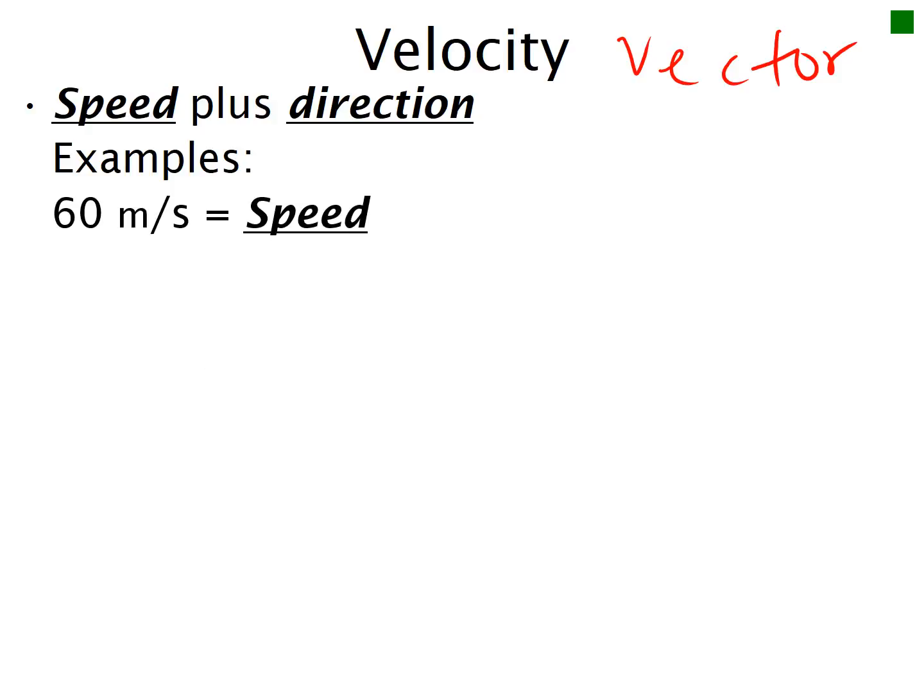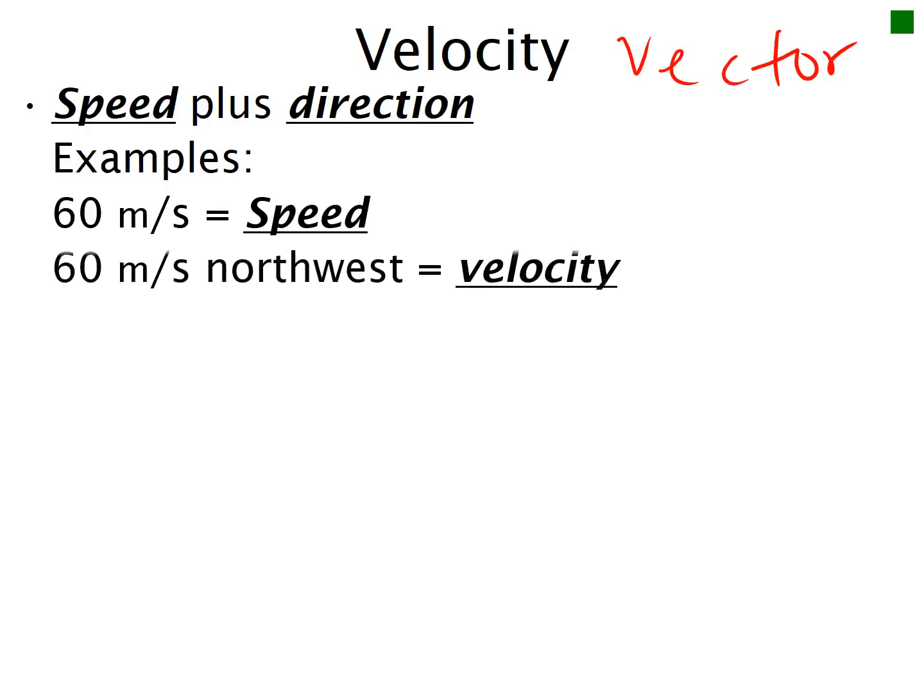So, for example, if you tell somebody you're going 60 meters per second, you're giving them your speed. But if you tell them that you're going 60 meters per second northwest, now you've given them a velocity. So as soon as you have that direction component, you provide a velocity.